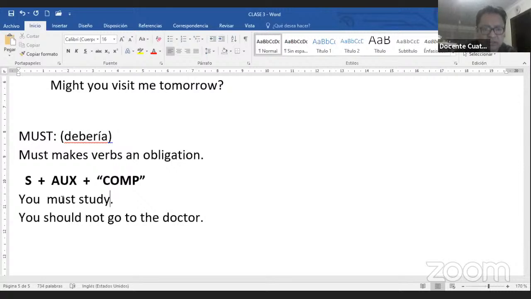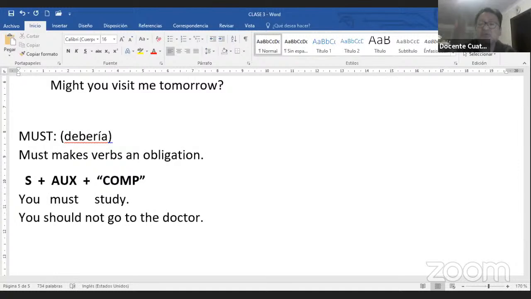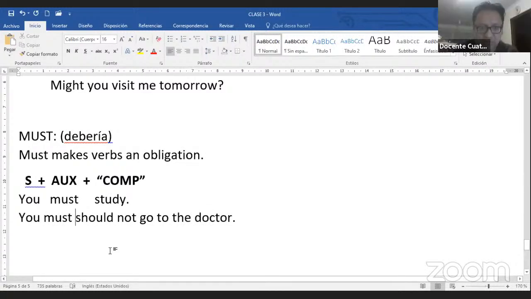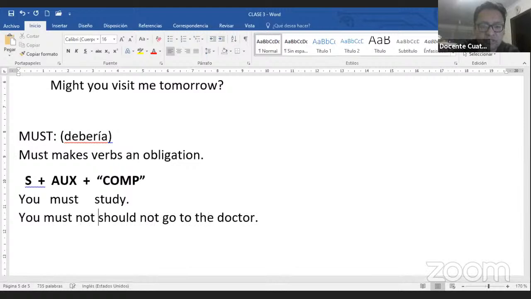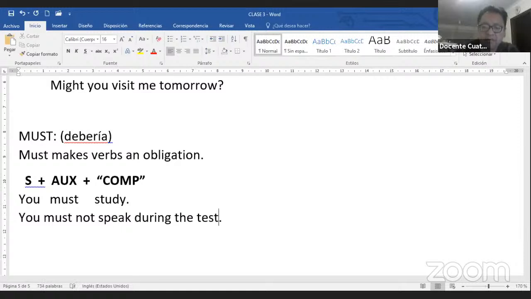Do you understand? Okay, if you, to your students, if they have a test, you tell them, you must study. It's not an advice, it's not an ability, it's not the future, it's not a possibility, obligation, okay? Or for example, if you are taking a test in your class, you tell your students, you must not speak during the test. Okay, so must, affirmative, obligation. Negative, prohibition.